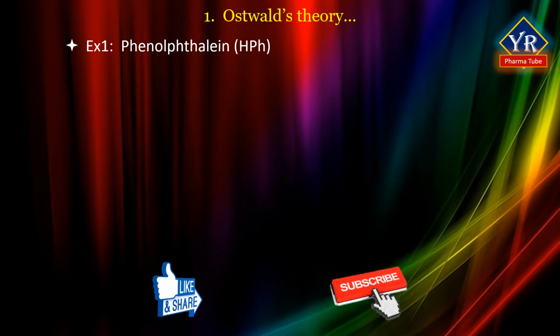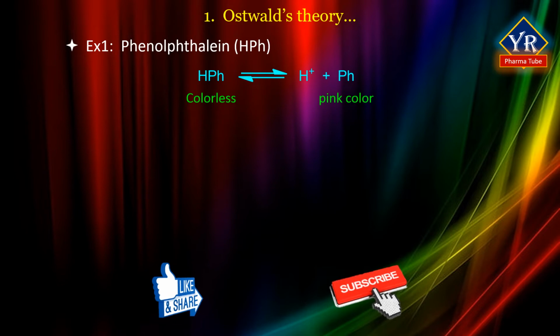Let's consider two important indicators, phenolphthalein, which is a weak acid, and methyl orange, which is a weak base, for explaining the Ostwald theory. Phenolphthalein, represented as HPh, being a weak acid, ionizes in solution to a small extent as shown in the equation.